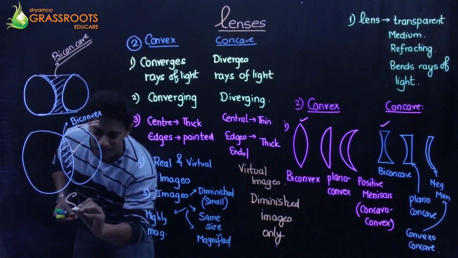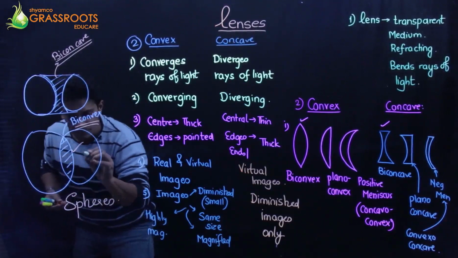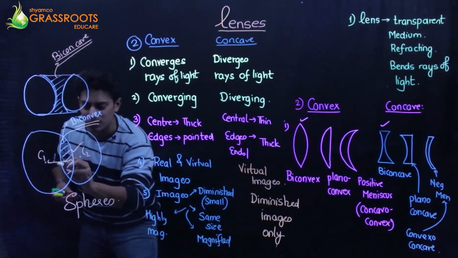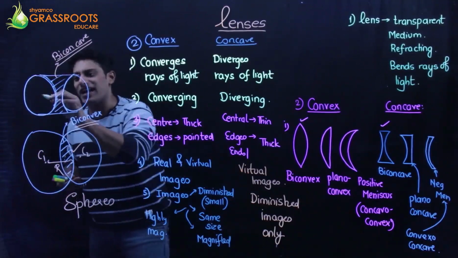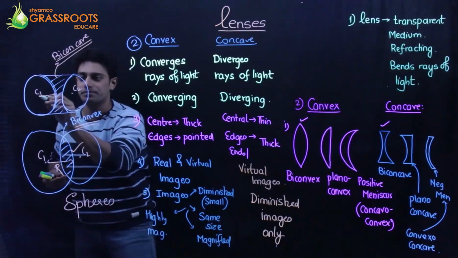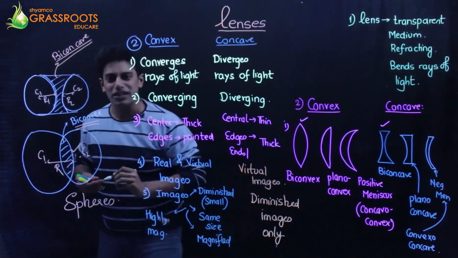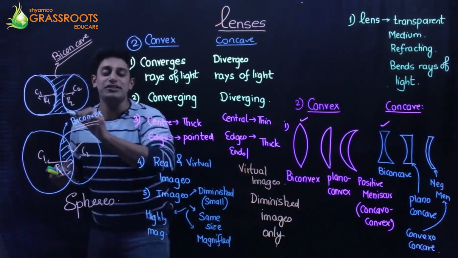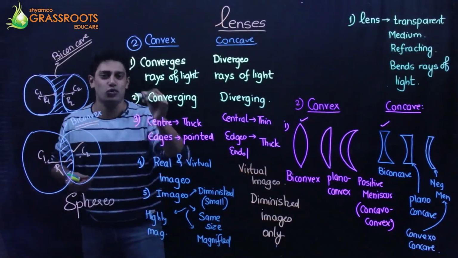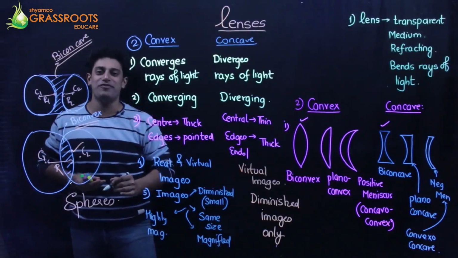They are actually made using spheres, where these are called the centers of the spheres and this is called the radius of a sphere. Again, centers of the sphere, radius of the two spheres. And we are going to study about few definitions like center of curvature, radius of curvature, principal axis, optical center. Go through it. We'll start soon with the definitions.